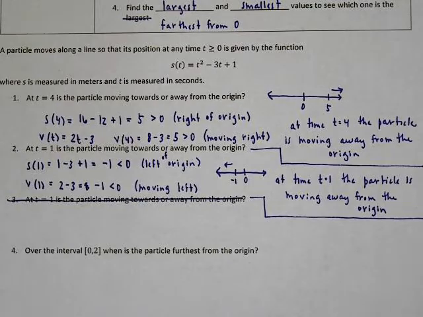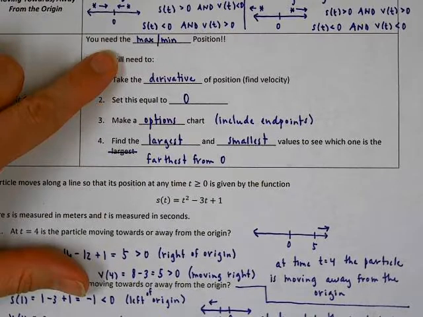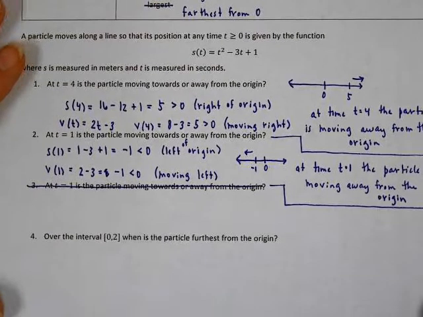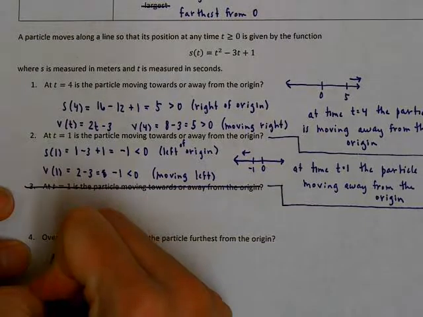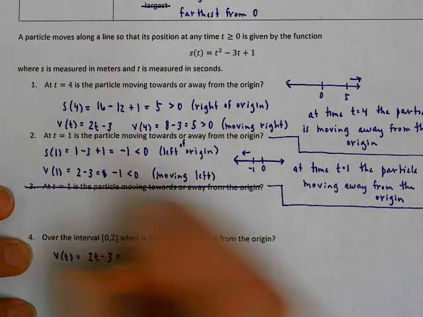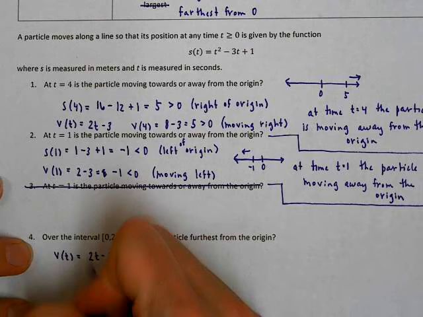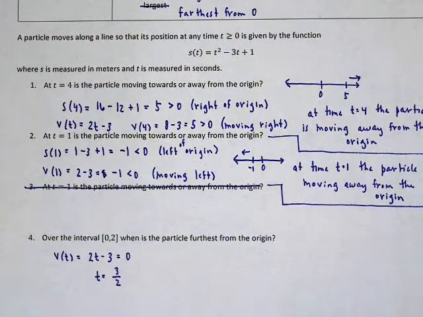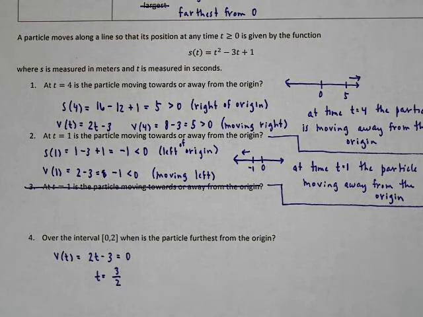So over the interval from 0 to 2, when is the particle furthest from the origin? So we said here we need to look at the maximum and minimum position, which we find using the derivative. So we're going to start with our derivative of position. So we know our velocity here is going to be 2t minus 3, and we're going to find out where that's equal to 0. So we get time t equals 3 halves, or 1.5 seconds. So now we're going to go ahead and make an options chart, and we're going to include our endpoints so we can actually find the value of position.